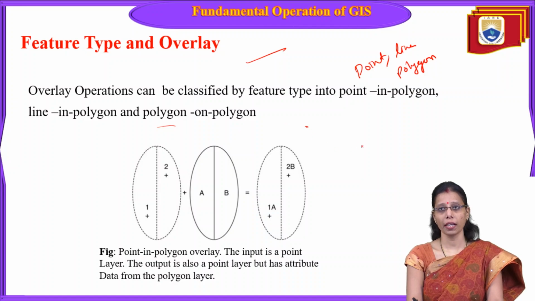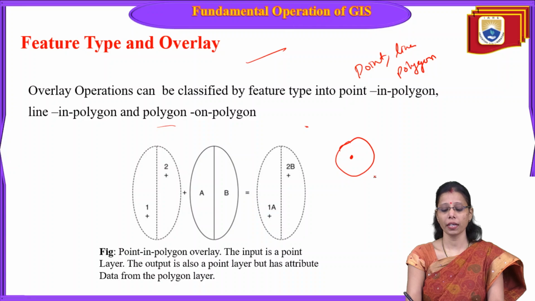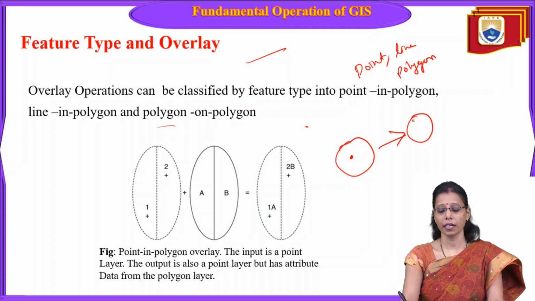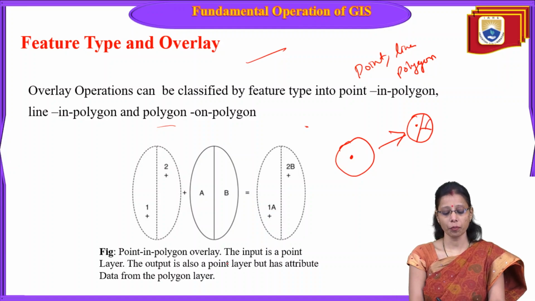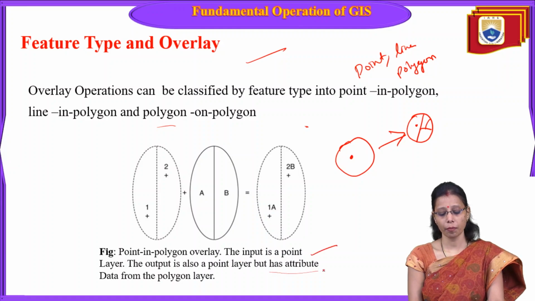So you can combine the overlay features. First thing we can do is point in polygon. For example, this is the polygon and you have a point, you can put the point here. So the final output will be a polygon with the point inserted inside. Line in polygon means you can just put the line in the polygon. Polygon on polygon means, suppose this is the polygon, you can just put another polygon over this. This is how point in polygon overlay works: the input is a point layer, the output is also a point layer but has attribute data from the polygon layer.